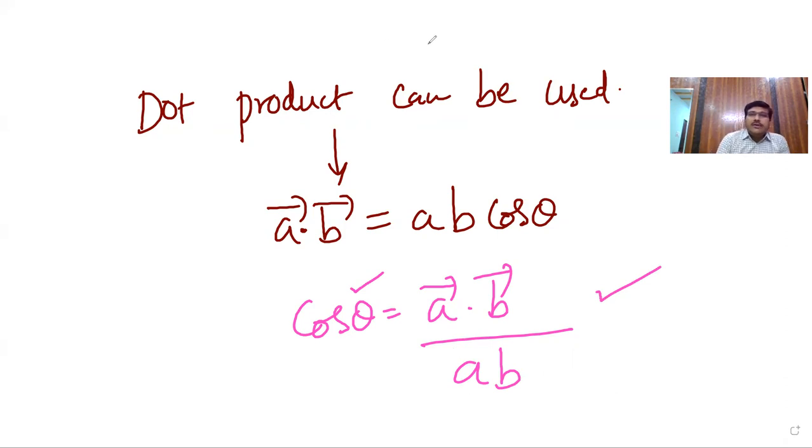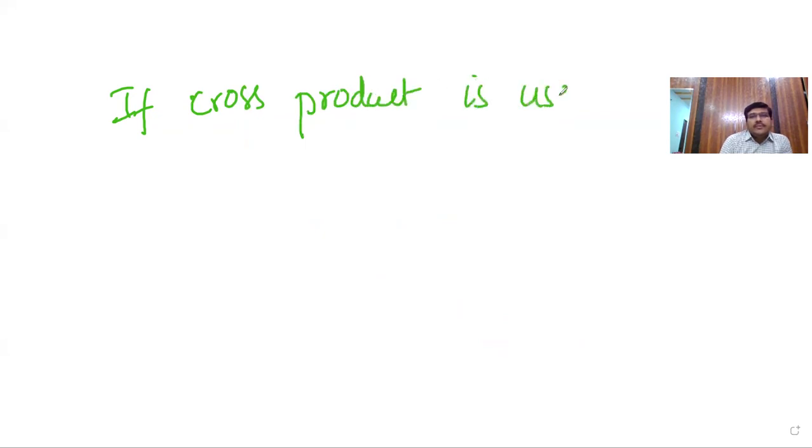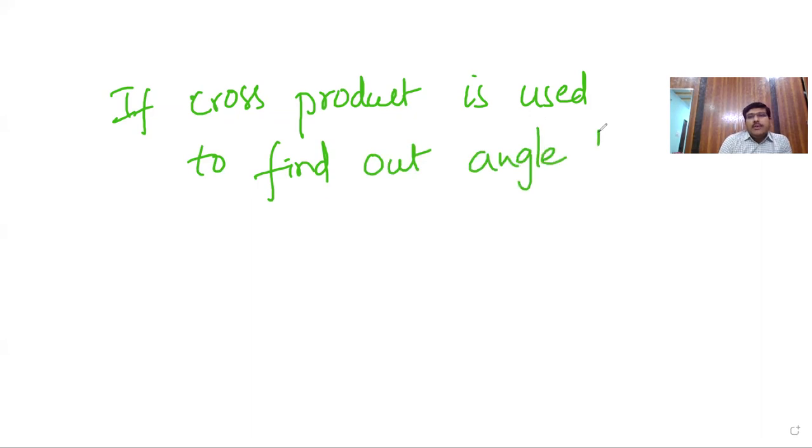You can also find it another way, if the vector cross product is used to find the angle between vectors.